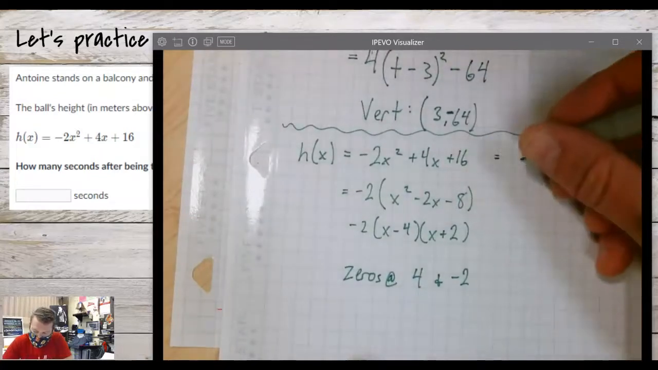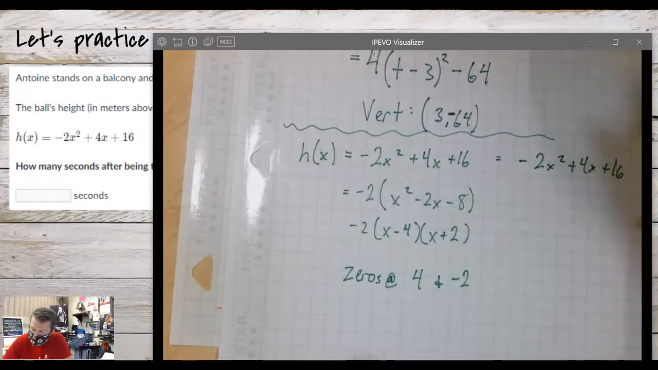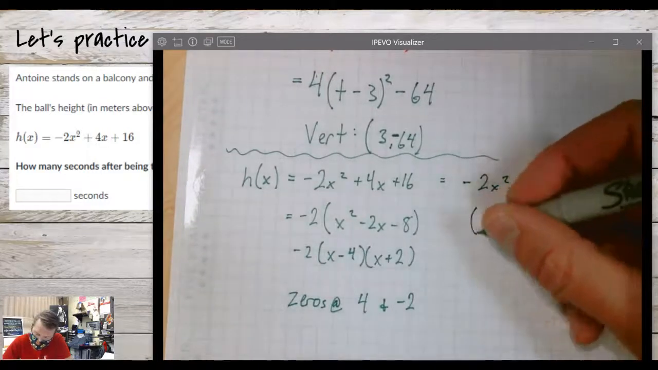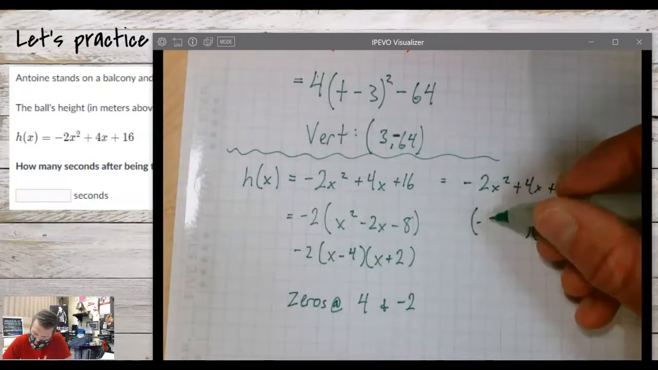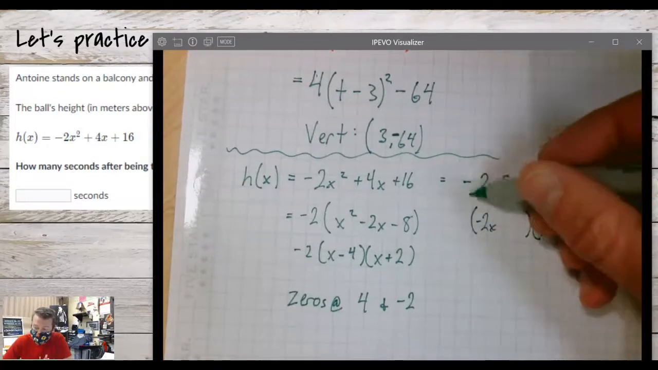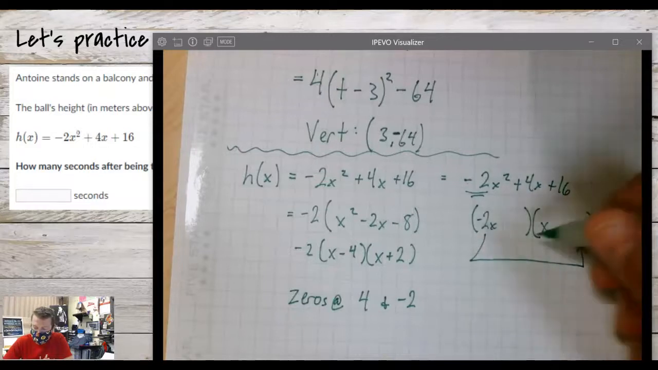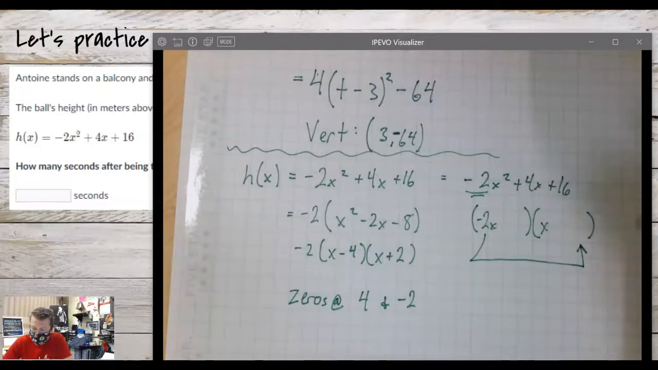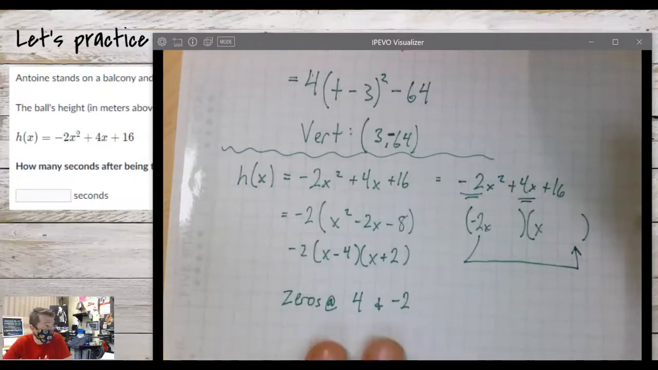If I try to go a different route, negative 2x times x. So if we don't factor out this negative 2, here's what becomes really complicated. The outside is going to use that negative 2, and that's going to mess with my middle binomial, or middle value, my b value really.